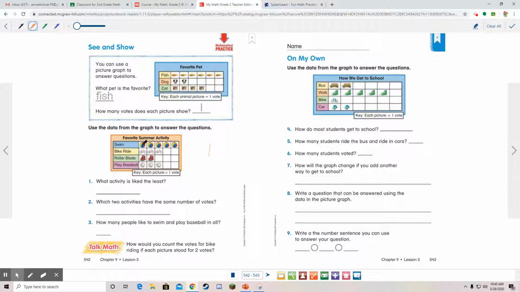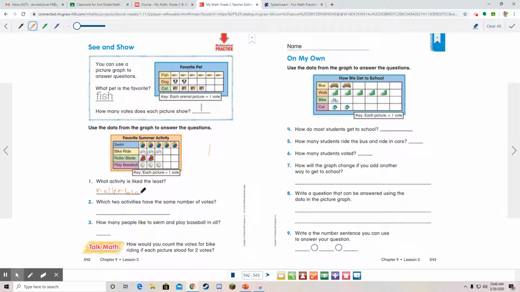Okay, so swimming has 1, 2, 3, 4, 5. Bike riding has 1, 2, 3. Rollerblading has 1, 2. Baseball has 3. So the one with the smallest amount, the least amount of votes, the least liked is rollerblades. I think rollerblading is quite fun, but these boys and girls have a different opinion.